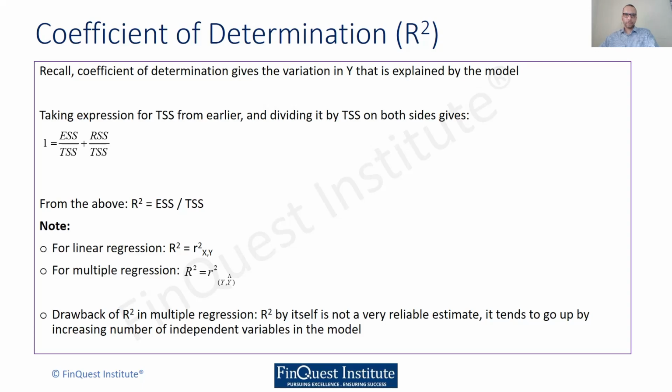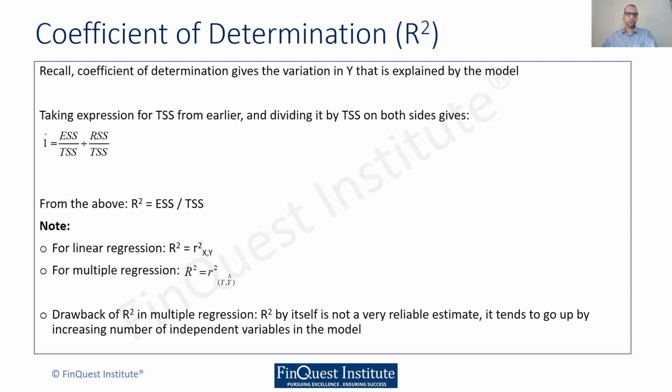The coefficient of determination, as we know, gives out the idea of the explanatory power of the model. So it tries to explain how much of the variation in the dependent variable is explained by the model. Now, if I take the same total sum of squares equation which we have written on the earlier slide, and we divide throughout by TSS.